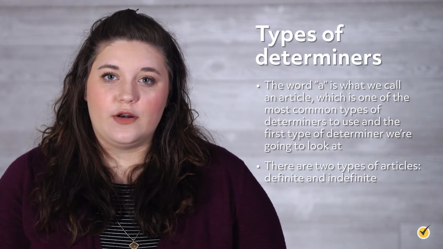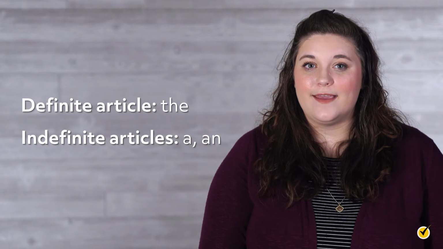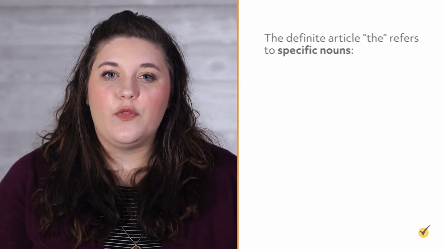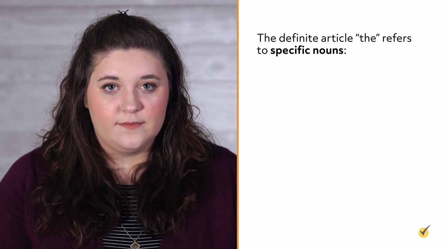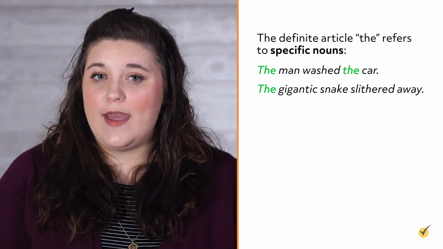There are 2 types of articles, definite and indefinite. Definite article, the. Indefinite articles, a, an. The definite article the refers to specific nouns. The man washed the car. The gigantic snake slithered away.